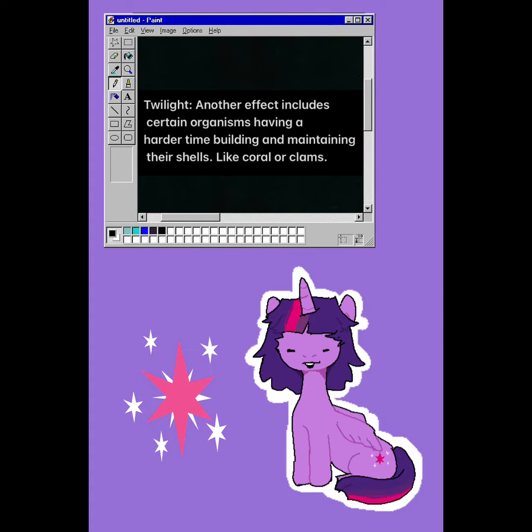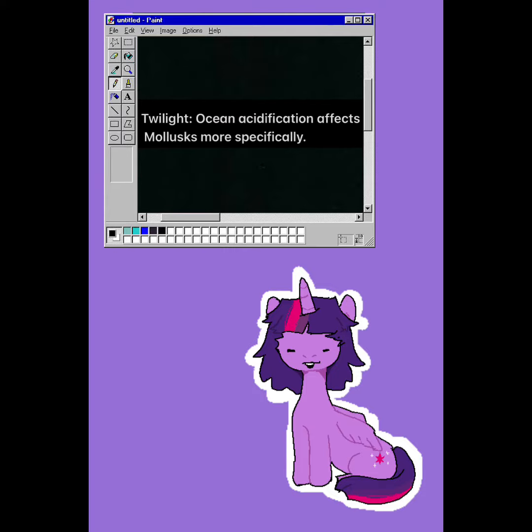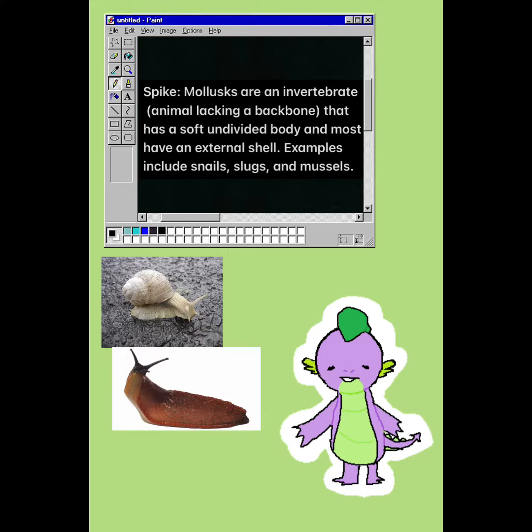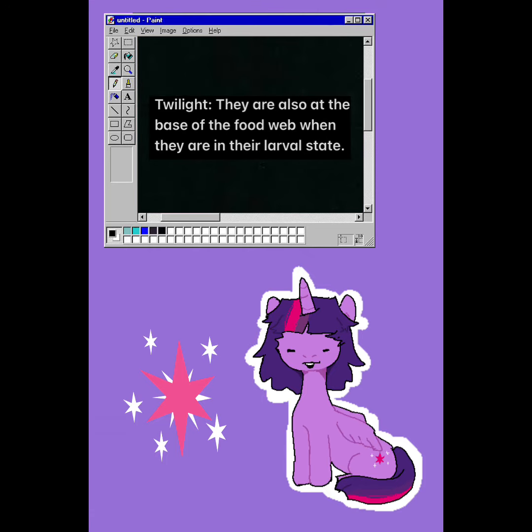Another effect includes certain organisms having a harder time building and maintaining their shells, like coral or clams. Ocean acidification affects mollusks more specifically. Mollusks are an invertebrate animal lacking a backbone that has a soft and divided body, and most have an external shell. Examples include snails, slugs, and mussels. Less calcium carbonate means these organisms have weaker shells, which makes them vulnerable to predators and crashing waves. They're also at the base of the food web when they are in their larval state.